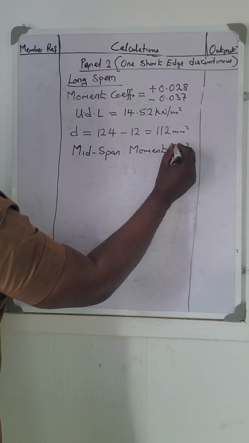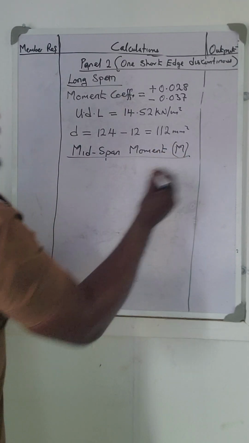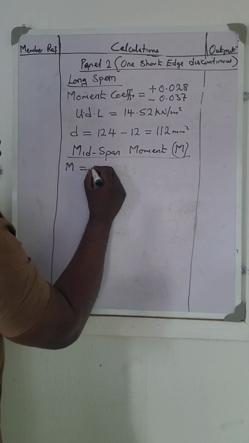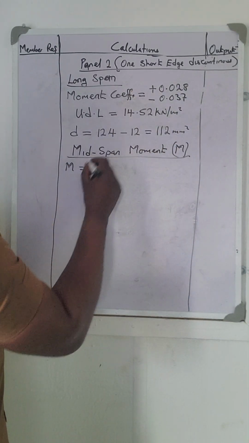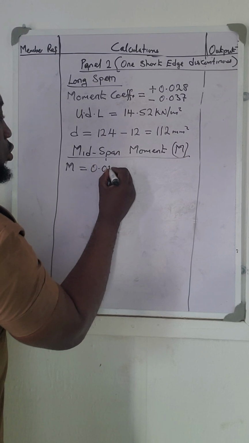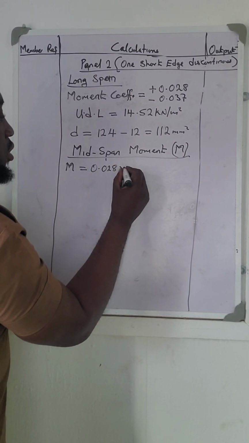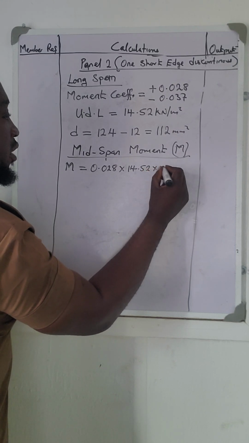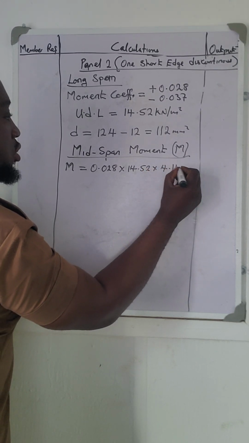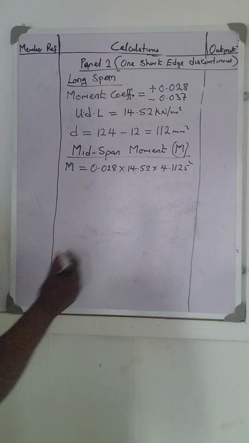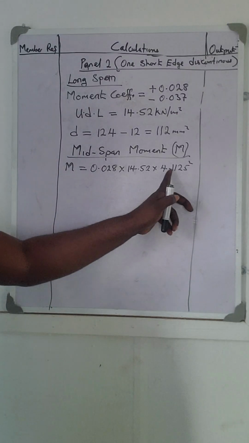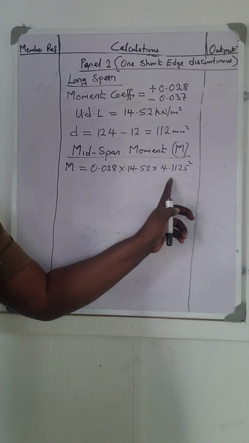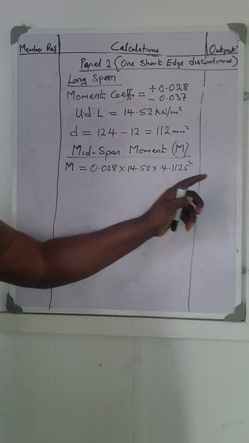Mid span moment M is equal to our positive 0.028 multiplied by 14.52 multiplied by 4.1125 square. This 4.1125 square is the shortest span of that panel 2. All right, that is why we're having it there.